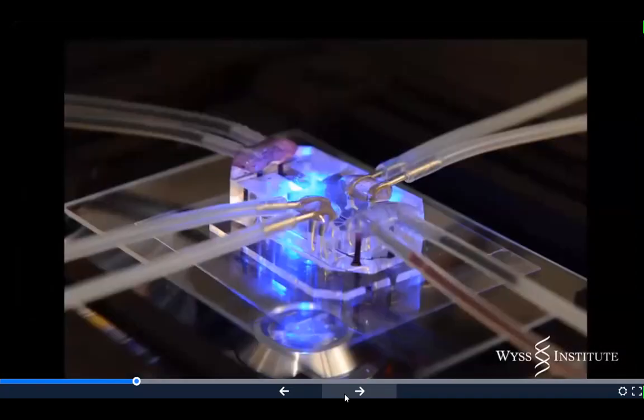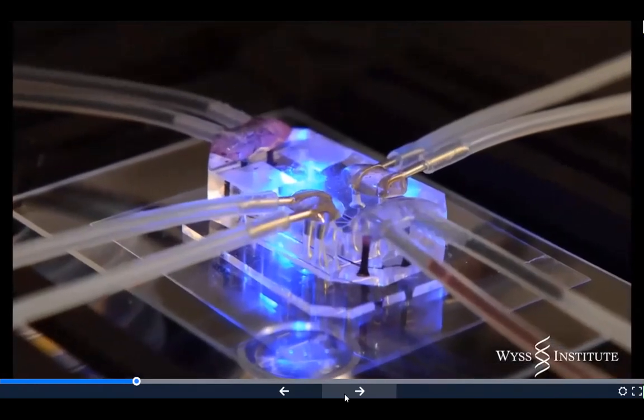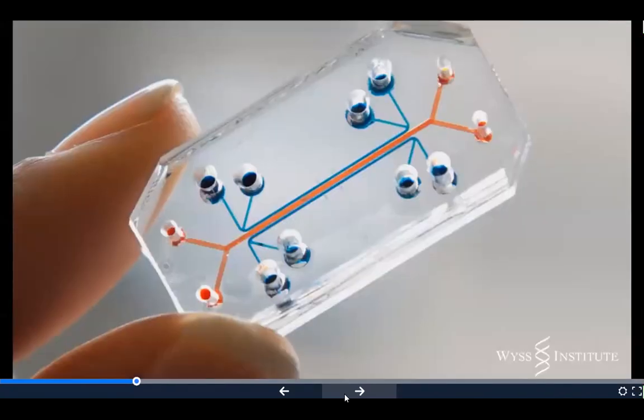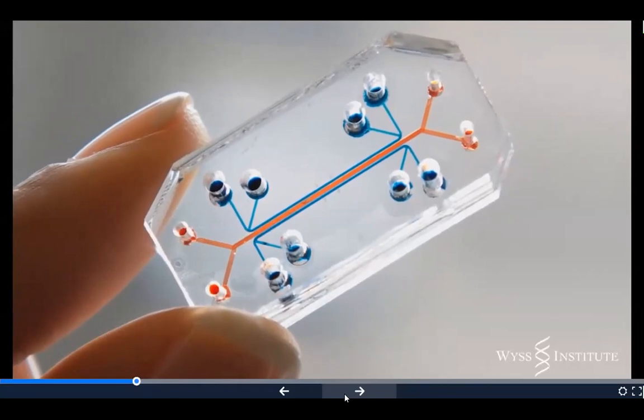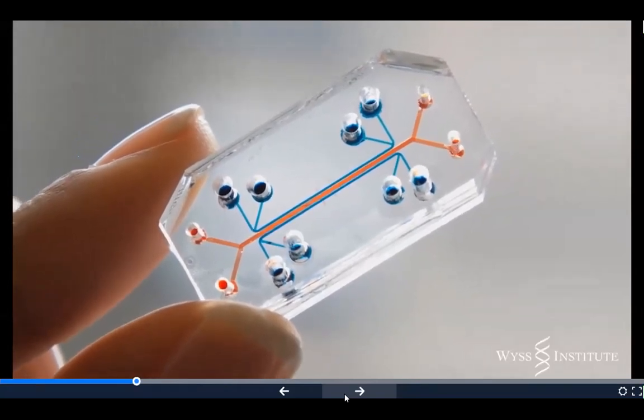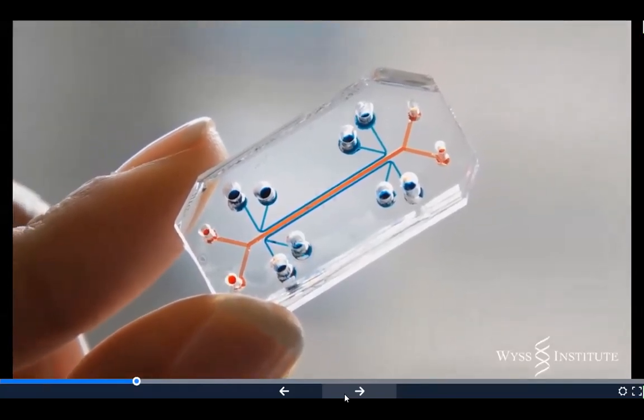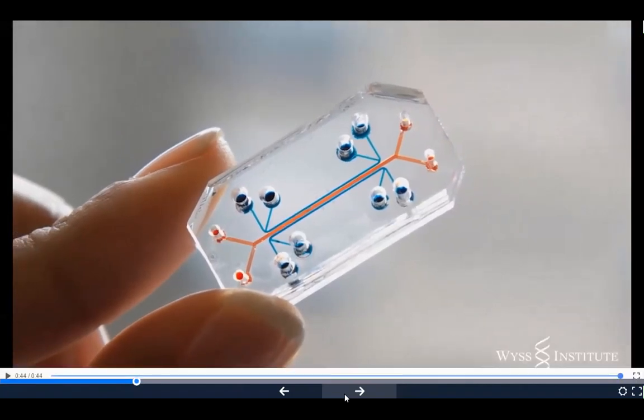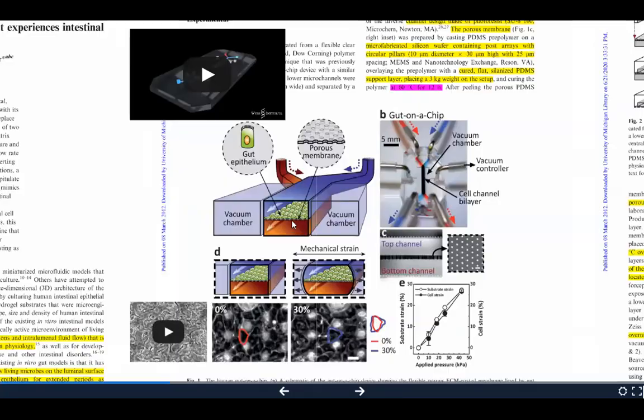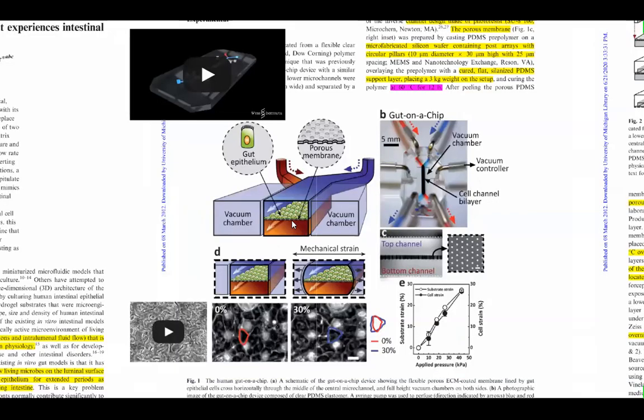So they used the same lung-on-a-chip device with the vacuum chambers to culture epithelial cells and use these vacuum chambers to induce elongation on the cells, to recapitulate the environment of the gut.